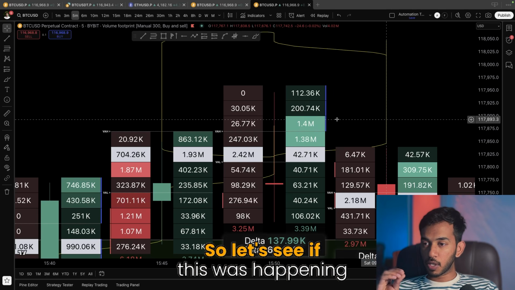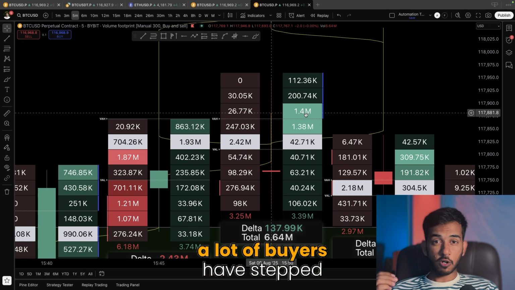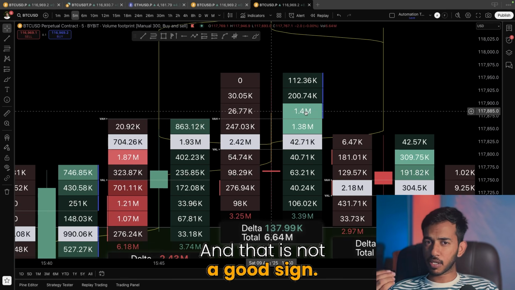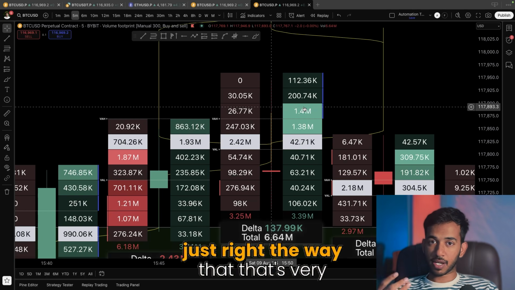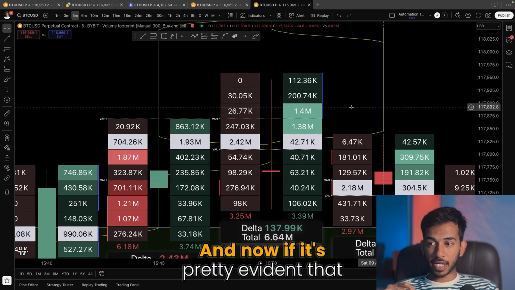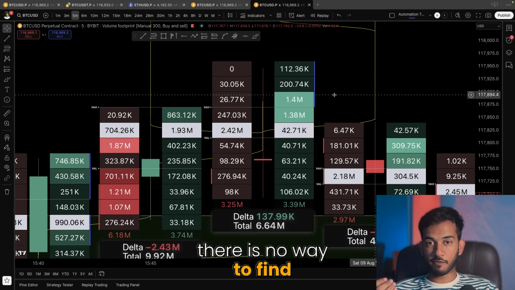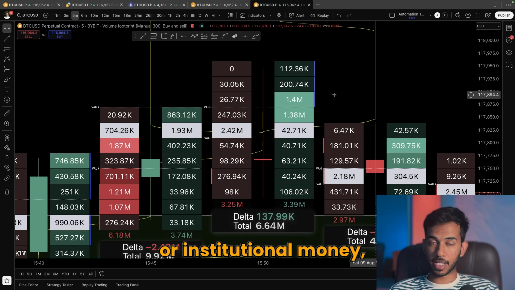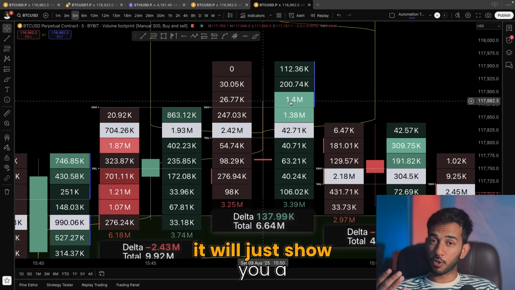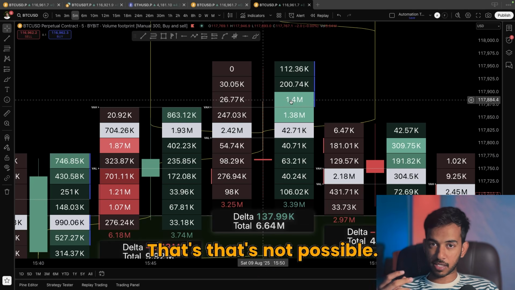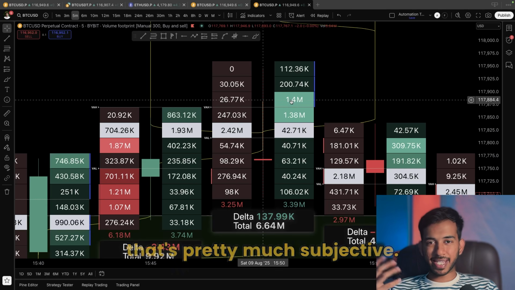All right, so let's see if this was happening in real time. We could have easily spotted that a lot of buyers have stepped in, and that is not a good sign. It's not that easy for retail traders to get into a trade and just ride the wave. That is very rare. And now it's pretty evident that all the retail traders are buying at the top. There's no way to find out if it's a retail trader or institutional money, but if institutional money starts to buy, it won't just show you a 1 million position. That's not possible. The numbers would be much higher, but again, that's pretty much subjective.